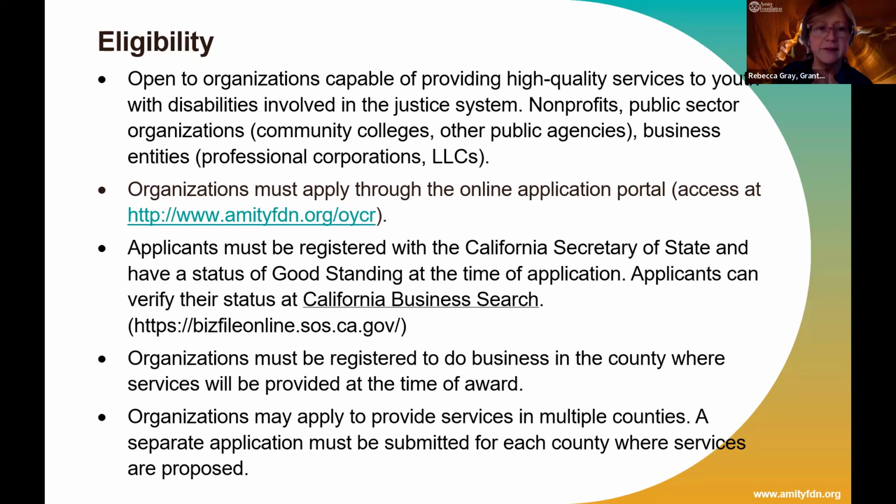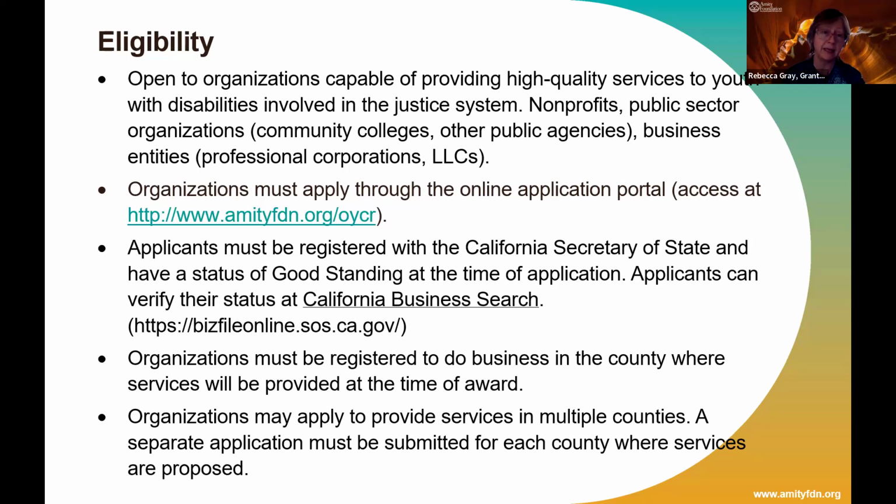You can only access the application at www.amityfdn.org/OYCR. We're requiring that applicants are registered already with the California Secretary of State with a status of good standing. We've got a link for you to see if you qualify. Organizations must be registered to do business in the county where services will be provided at the time of award.